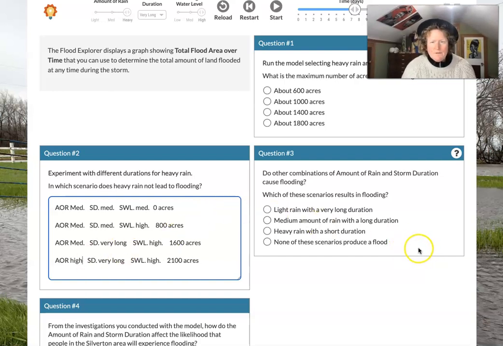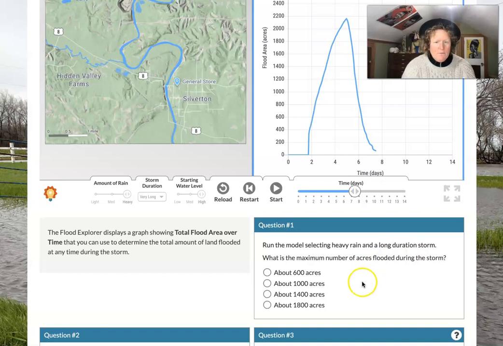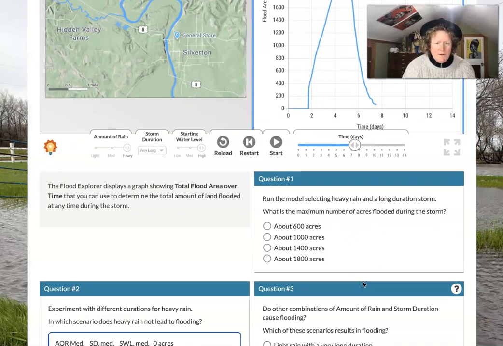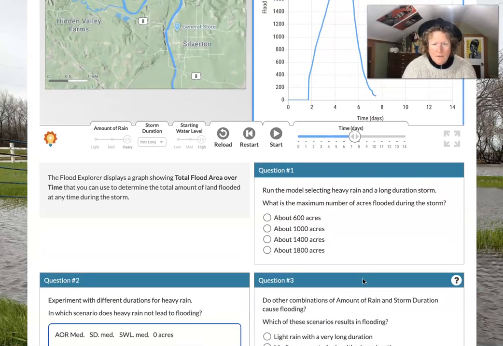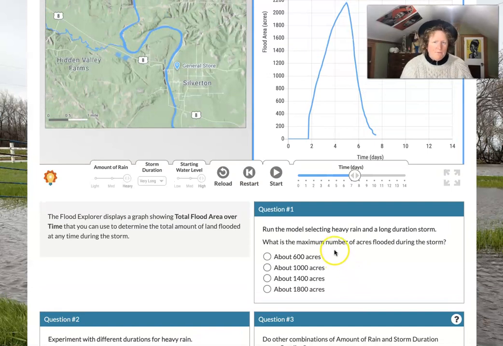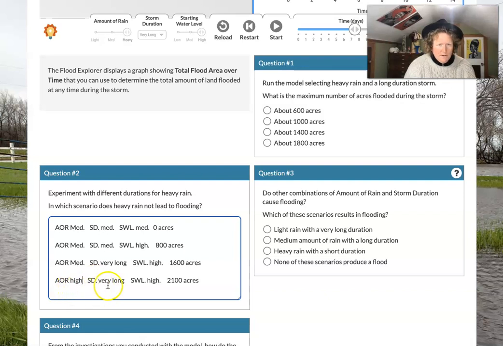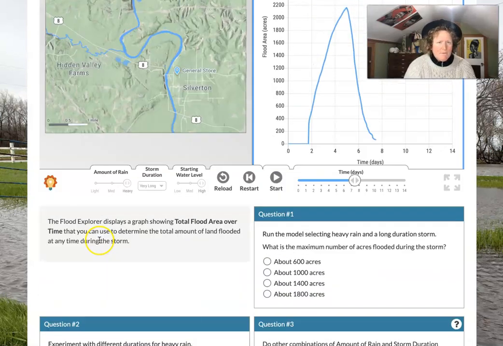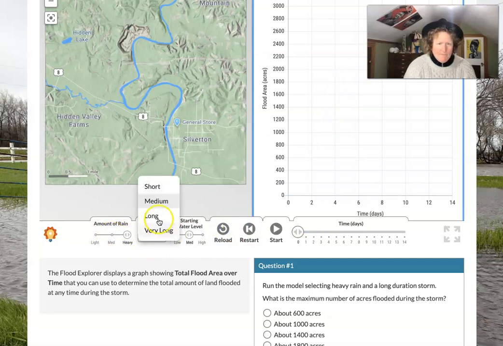So do other combinations. Run the model selecting very heavy rain in a long duration storm. What's the maximum number of acres during the flood? We can flood heavy rain and a long duration. Let's see where we did that. Heavy rain and a long duration was about 2100, but we didn't do that combination. Let's go back and do it quickly. Heavy rain, long duration, let's go.